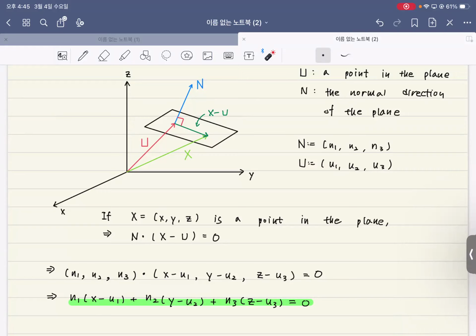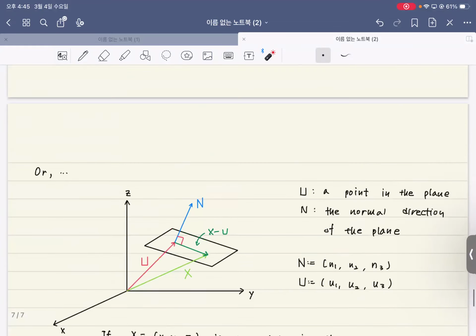But if this relation is not linear, suppose that it is a quadratic or a quartic relation on x, y, and z, then that is going to give us a very interesting picture, a surface embedded in R3.